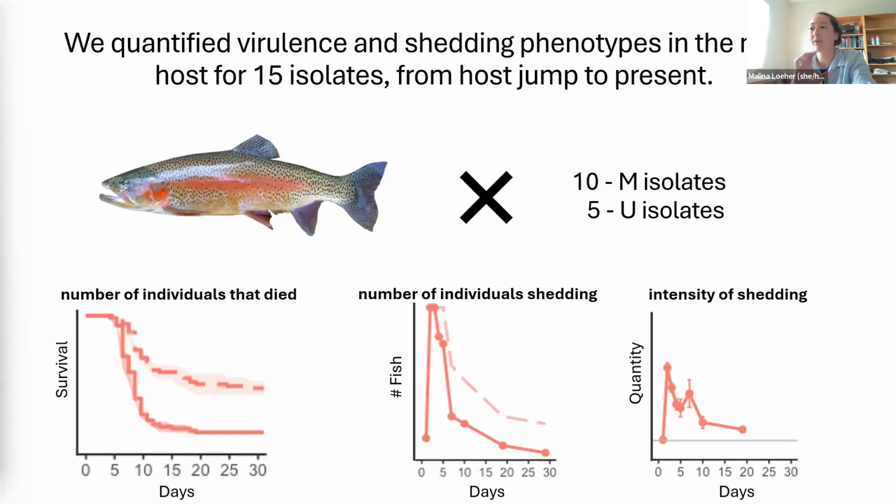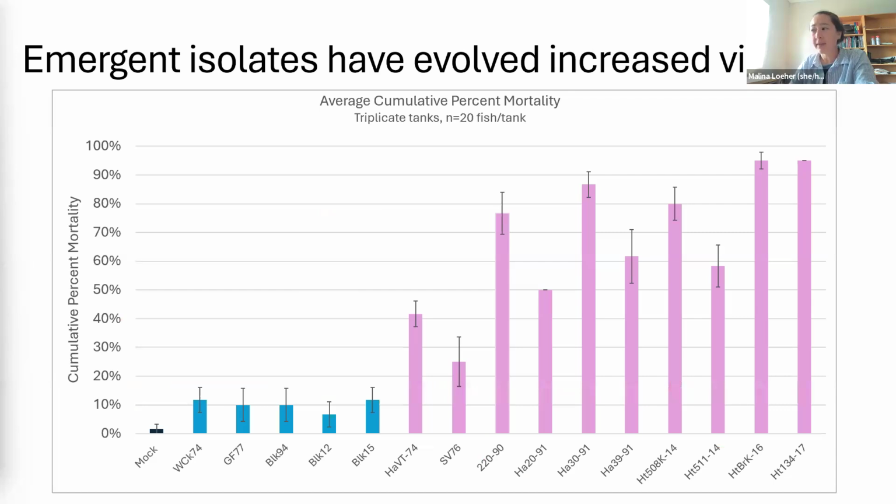So this is just a little snapshot of what those data looked like for every isolate. We did these for each of 15 isolates in IHNV. And what we found was that the emergent isolates seem to have increased virulence. So we documented the continued increased virulence among the M isolates in this novel host.